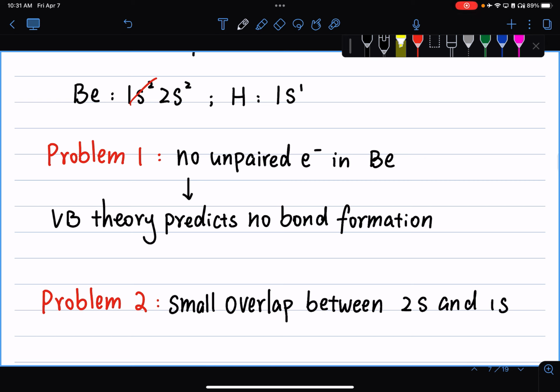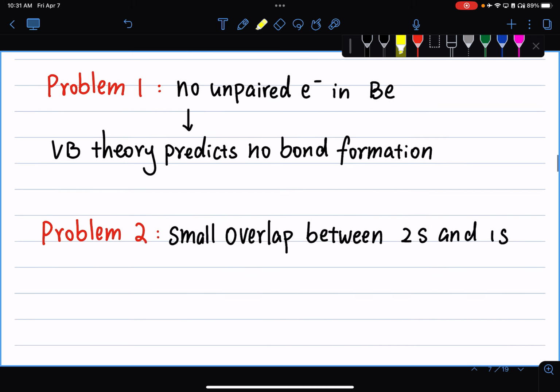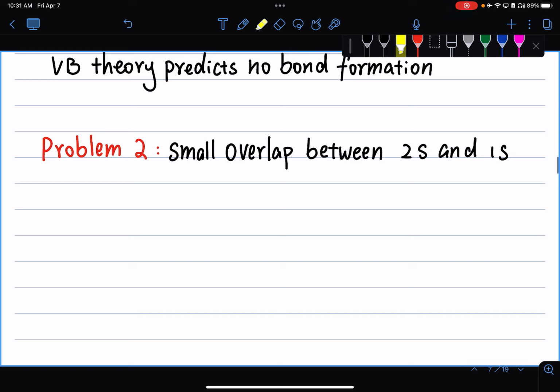One of the obvious questions is we have no unpaired electron in beryllium. We only have 2 electrons in the 2s atomic orbital, and using pure valence bond theory, it's predicting no bond formation at all. That's problem number 1. Problem number 2, we're talking about a chemical bond between a 2s atomic orbital and a 1s atomic orbital of hydrogen. And these 2 atomic orbitals are expected to have very small overlap with each other.